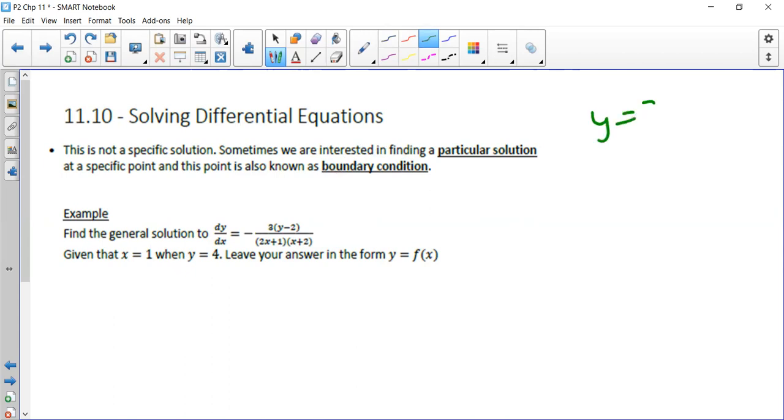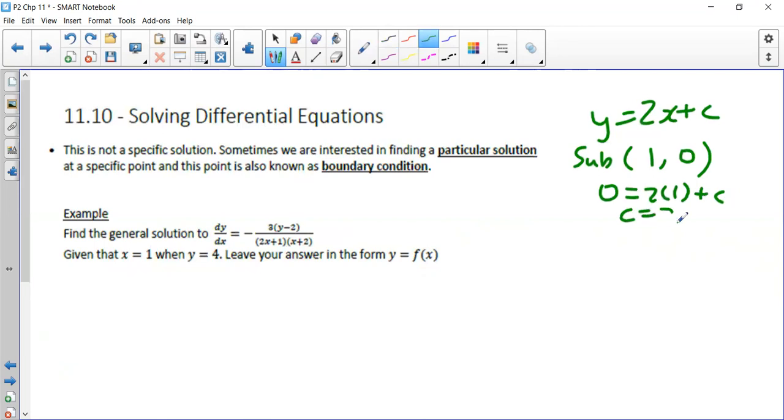I'll give you a quick example. Again, let's say y equals 2x plus c. Normally, how do you find c? Well, you sub in a point. Let's say I know the point is (1, 0). Then you sub in: 0 equals 2 times 1 plus c, so c equals minus 2. Now, this information is called the boundary condition, BC. I just call it BC, boundary condition. This extra information is called the boundary condition.